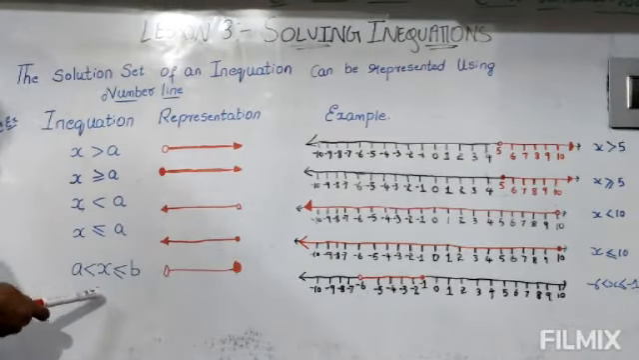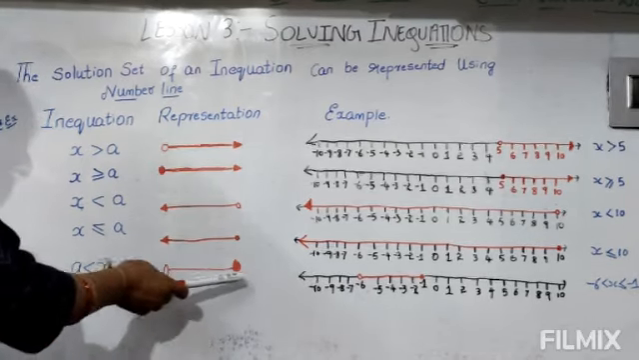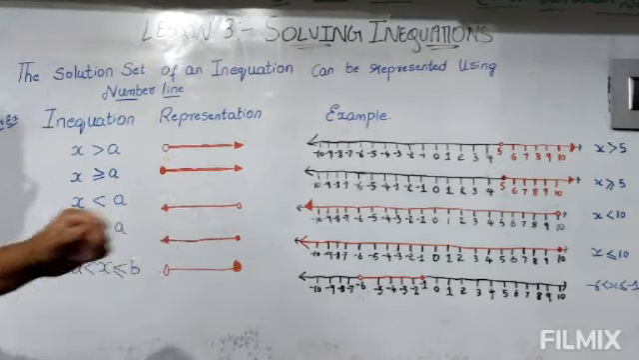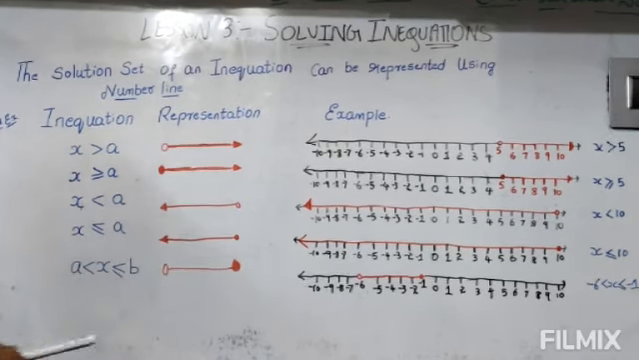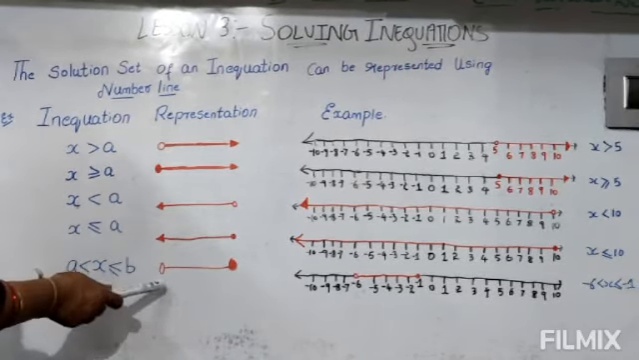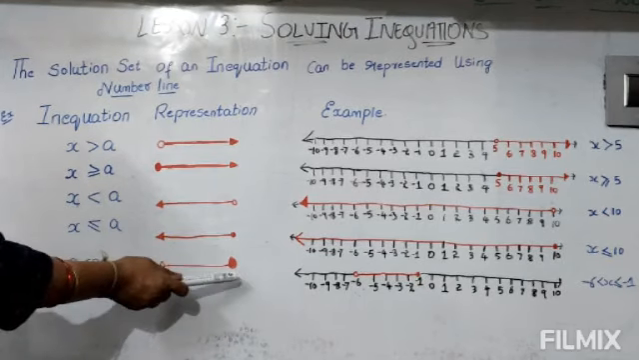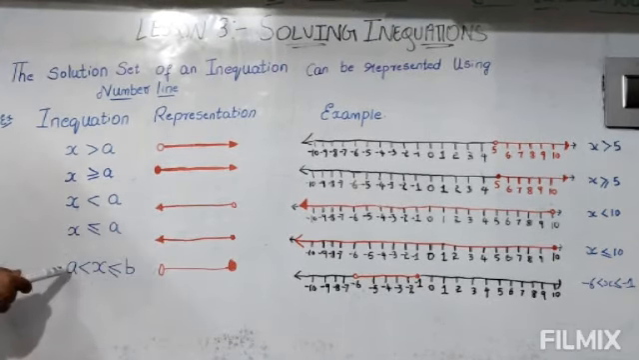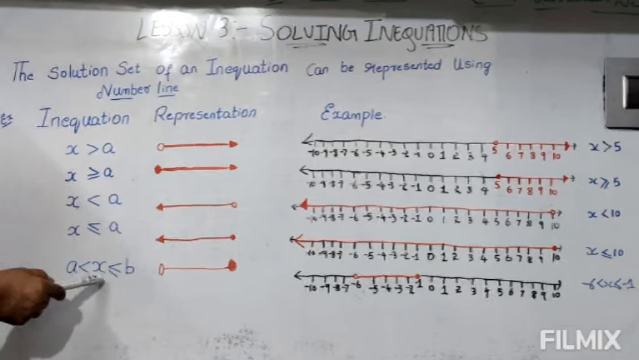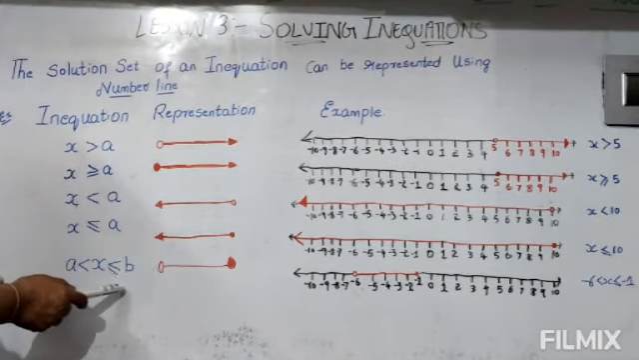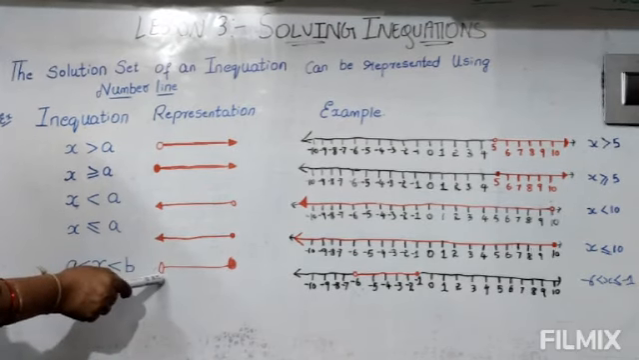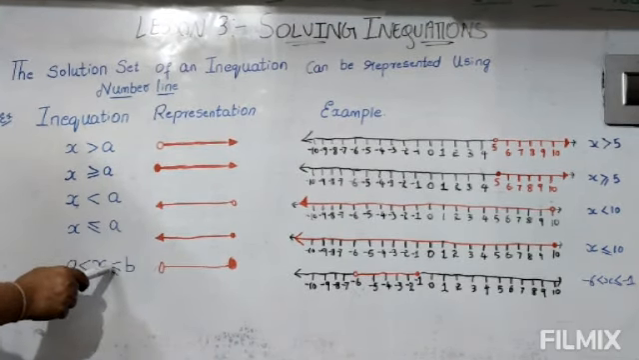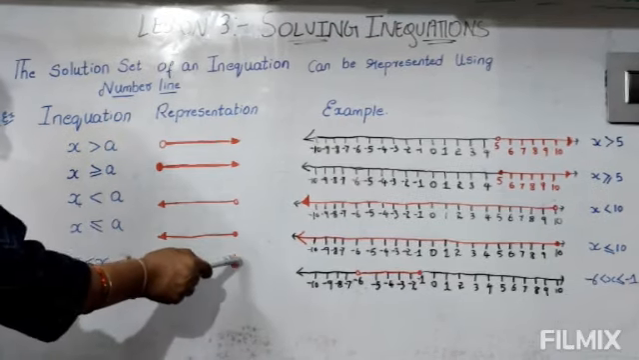If it is like this, it is a line segment which has two end points. Can you see this? That is a line segment which has two end points. One is a hollow circle, one is a darkened dot. That is A is less than x, which is less than or equal to B. Less than for the hollow circle, less than or equal to for the darkened dot.